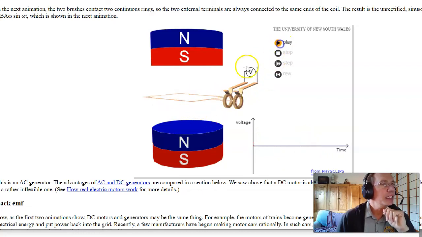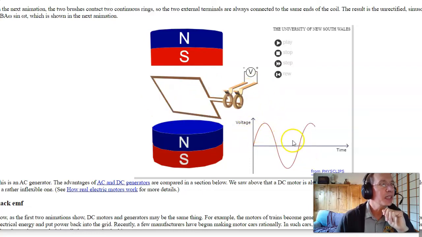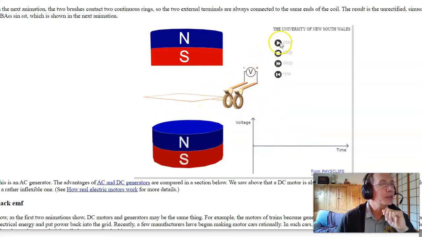As it rotates, the flux going through the area is changing. That produces a sine wave. This is an AC generator. From duality, this is also an AC motor. If I apply this voltage, a sine wave, to this guy, it'll spin. So this is a single-phase AC motor.